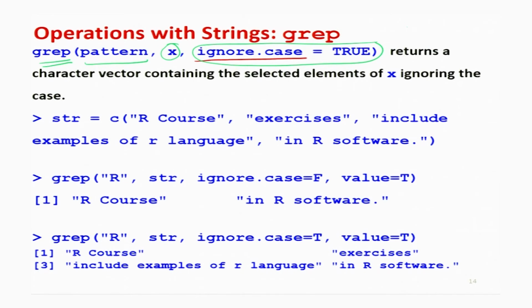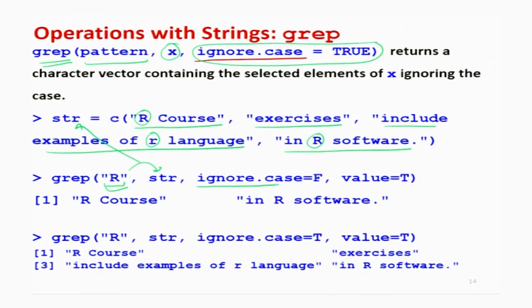So I try to consider here an example which has 4 strings: first is our course, then exercises, then includes example of our languages in our software. And you can see I am trying to use a small r lowercase alphabet, and here I am trying to use a capital R, right. And in the first string also we have a capital R.